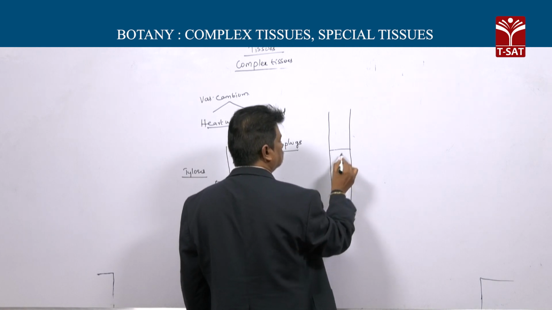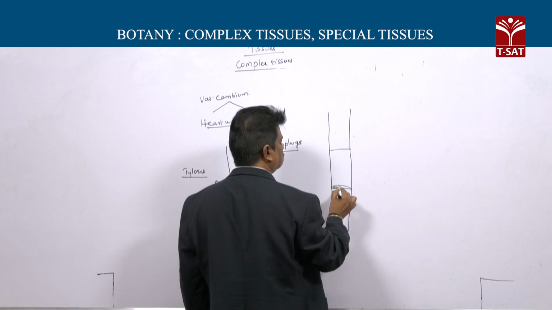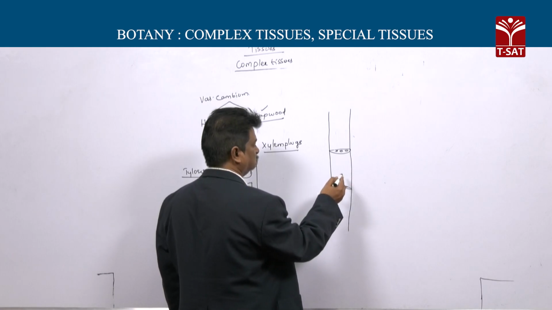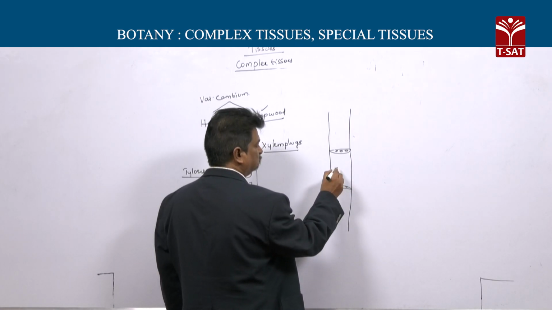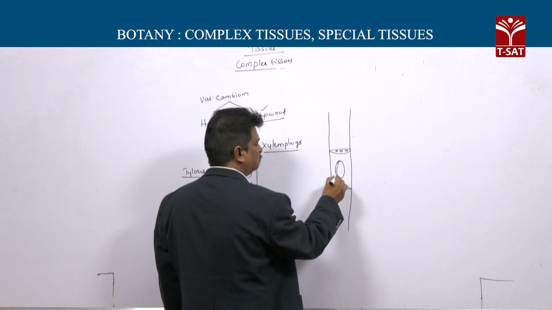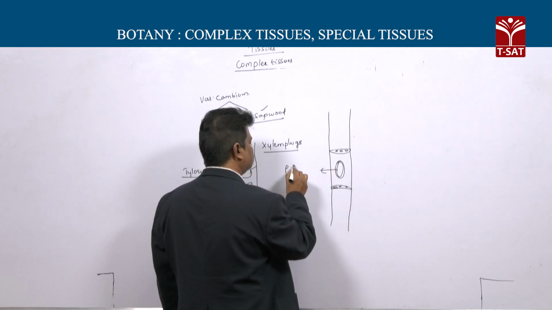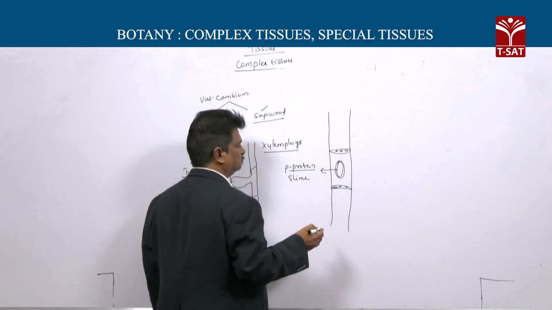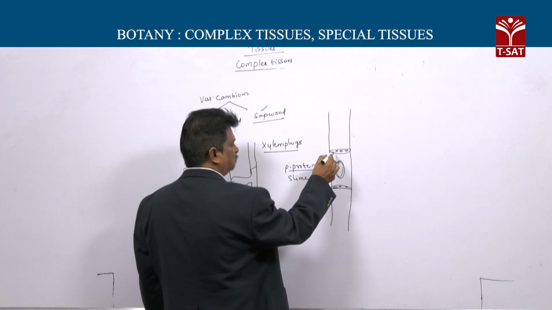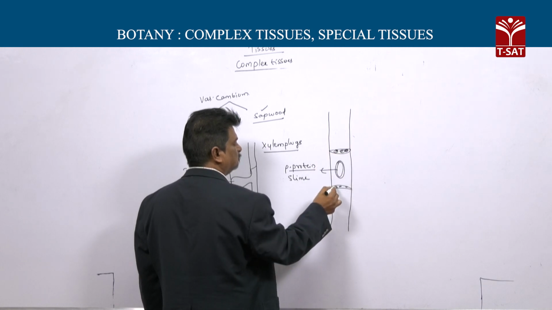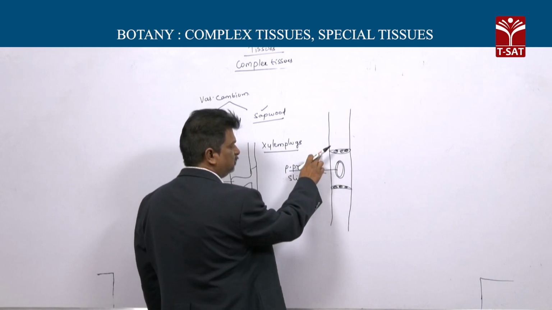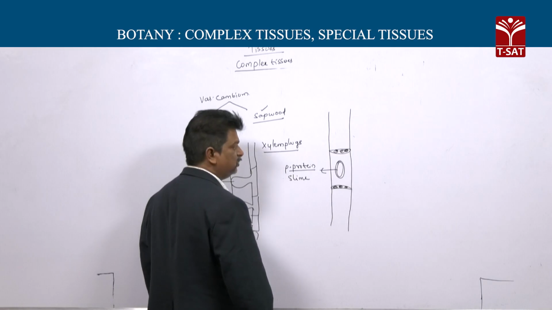In phloem, inside sieve tube, a special protein is present. This special protein is called P protein or slime. P protein or slime blocks these sieve plates, so conduction is stopped. Generally, it happens in injured phloem.